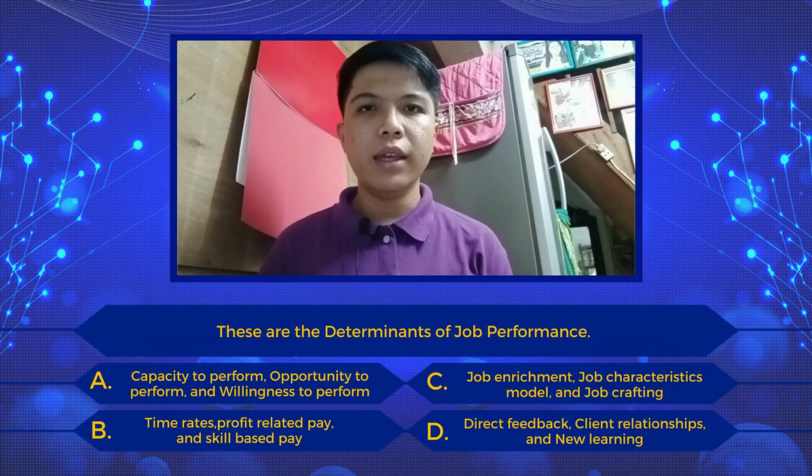Prince? These are the determinants of job performance. Choices are A. Capacity to perform, opportunity to perform, and willingness to perform. B. Time rates, profit-related pay, and skill-based pay. C. Job enrichment, job characteristics model, and job crafting. D. Direct feedback, client relationships, and new learning.